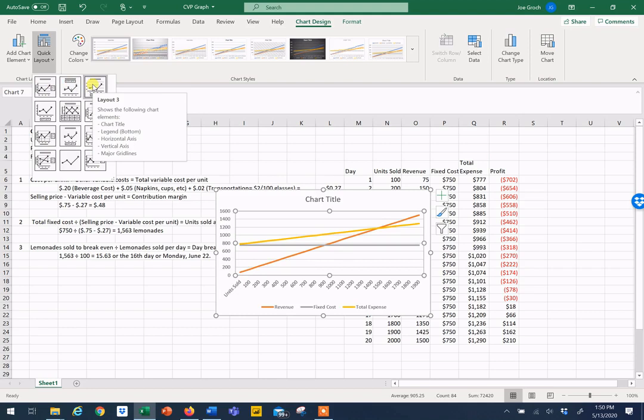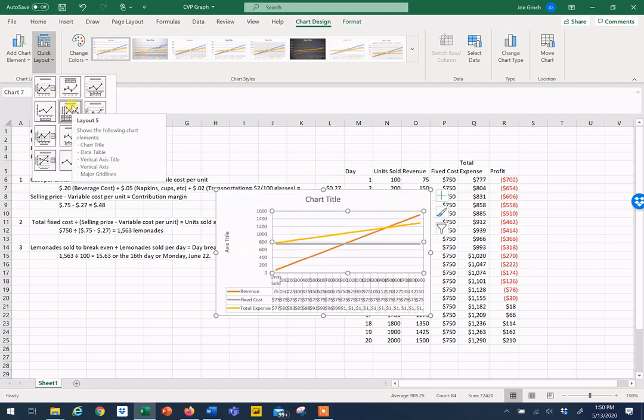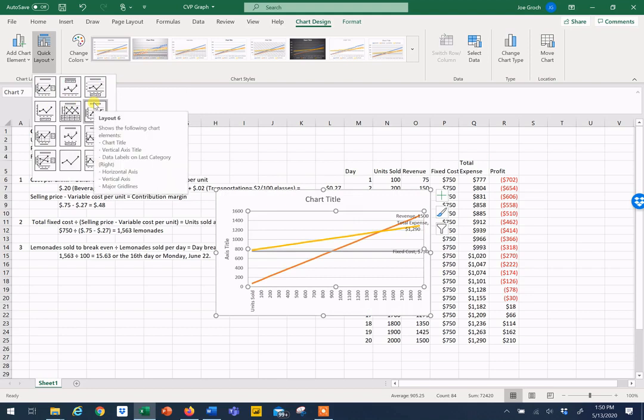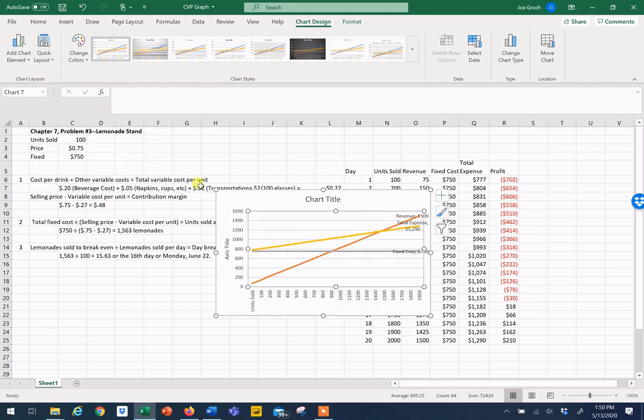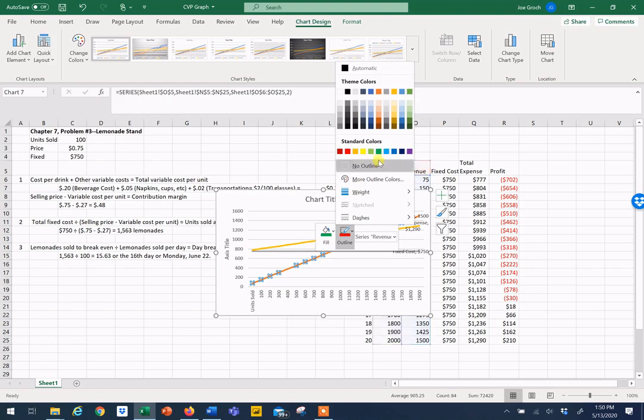Ooh, that one doesn't look good. I'm not so sure about that. That's nothing special there. That's crazy looking. That's kind of not too bad. Let's go with that. And then if you want, you can change the colors. Let's say we want to change this, just right click it and change that to green.